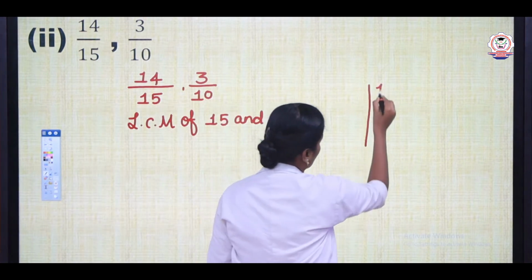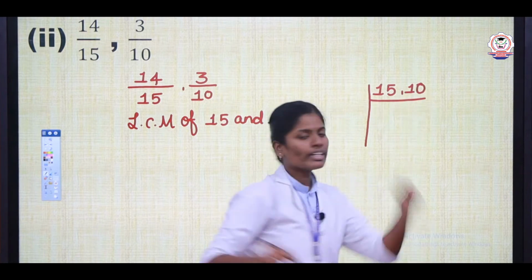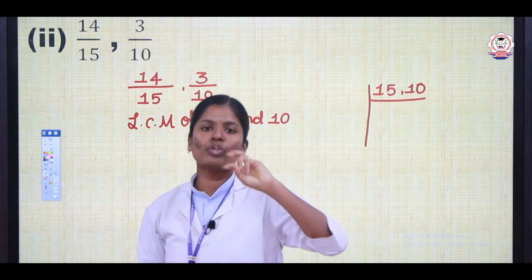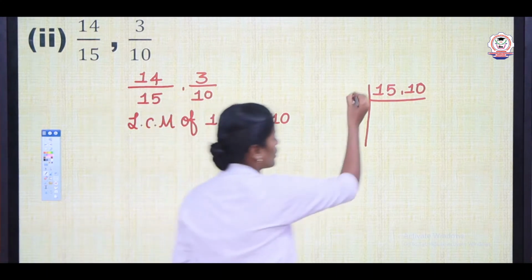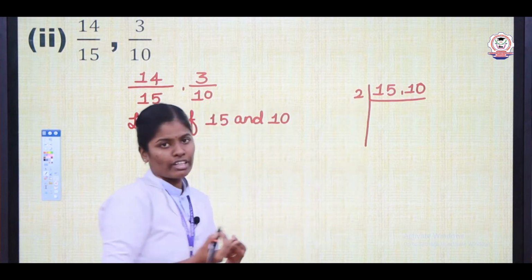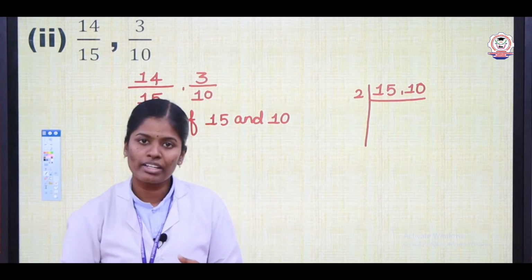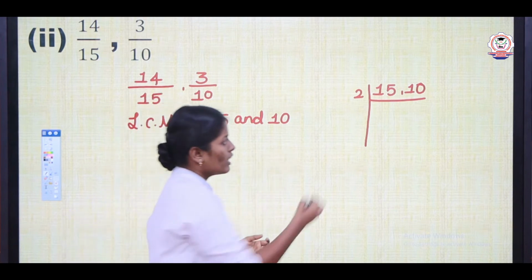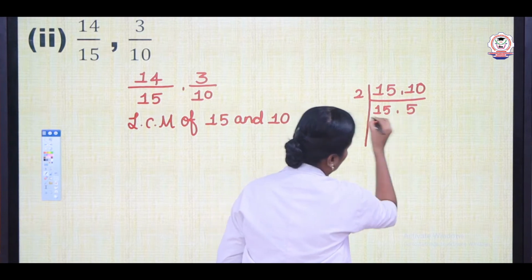Take 15, 10. First we will take a prime number. We all know the first prime number is 2. So take 2. 2 table of 15 is not possible. We will take 10. 2 table of 10, yes, we have 10. 5 2s are 10. So write here 5 2s are 10.